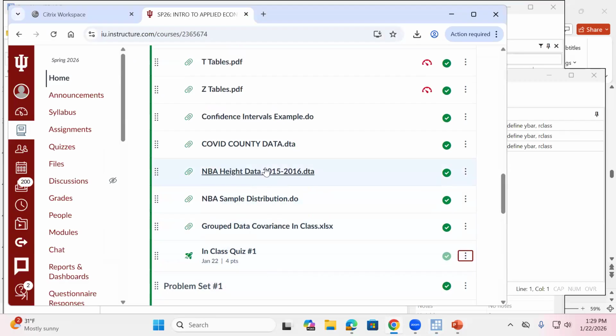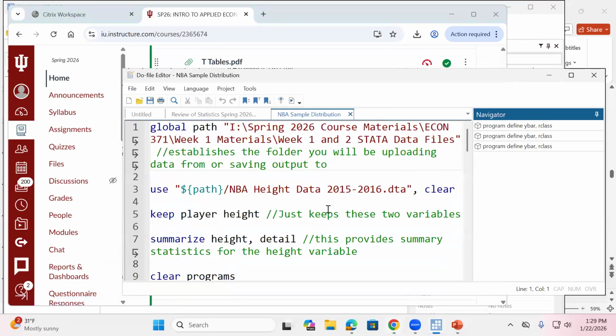So I had this NBA height data. Moving forward, we're not going to mess around with importing Excel files. I'm just going to give you the Stata data right away. We've already seen that I can import a file and save it as a Stata data set. So I'll just start giving you the Stata data sets.